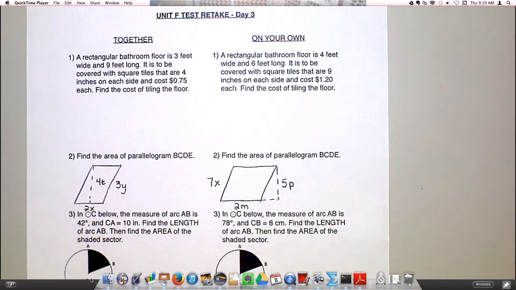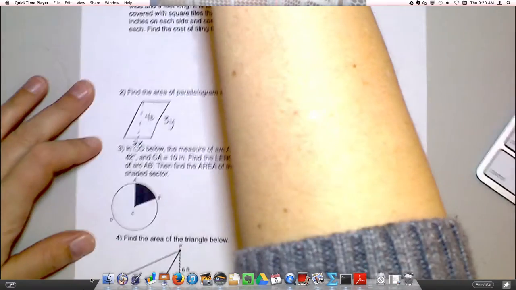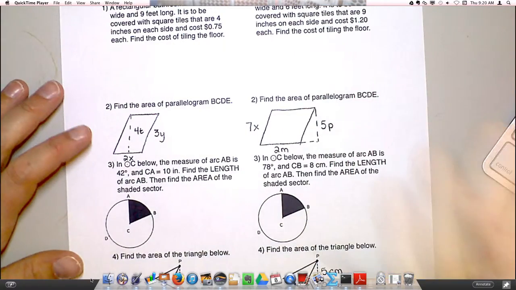A rectangular bathroom floor is 3 feet wide and 9 feet long. It is to be covered with square tiles that are 4 inches on each side and cost 75 cents each. Find the cost of tiling the floor. The problem that some of us ran into is you forget that all of this is talking about area. So you can't just multiply by 3 or divide by 12 because there's 12 inches in a foot, things like that. You've got to actually calculate the area of these things and then figure out how many it would take to cover.